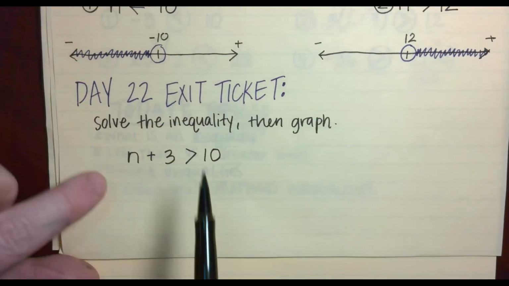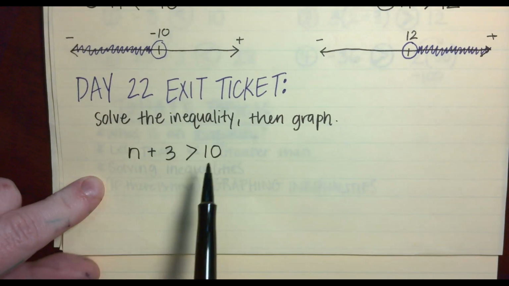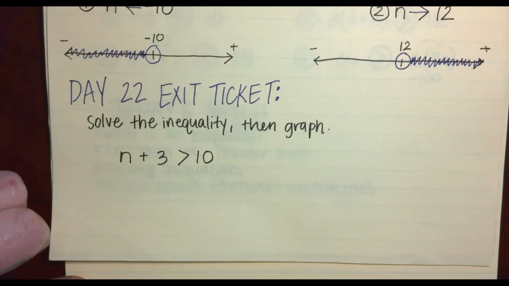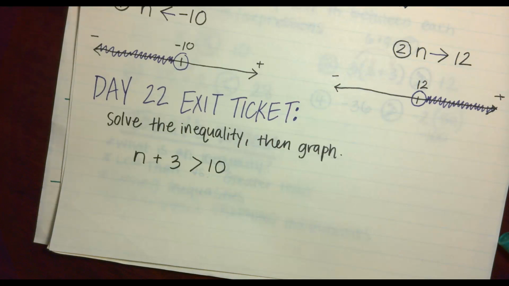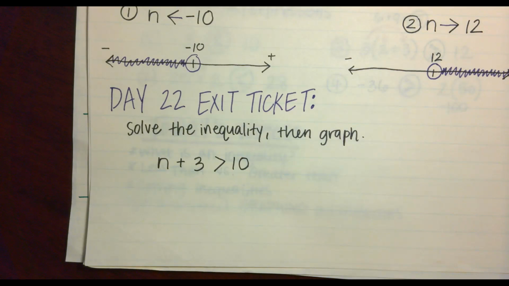First, you're solving this. It's n plus 3 is greater than 10. Whatever you figure out n is, graph that. So just like we were doing before, you solve this just like a normal equation. You're going to get n is greater than something. Whatever that something is, graph it, and you're free to go.